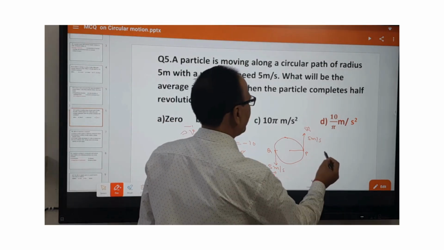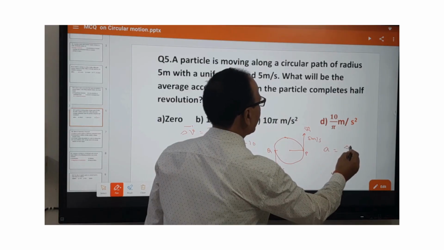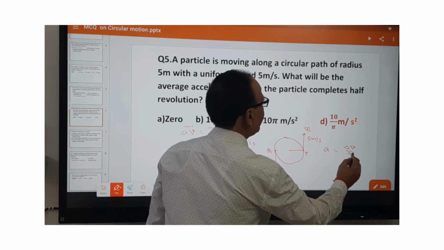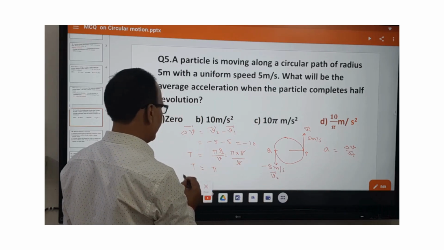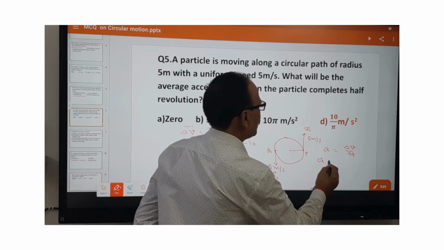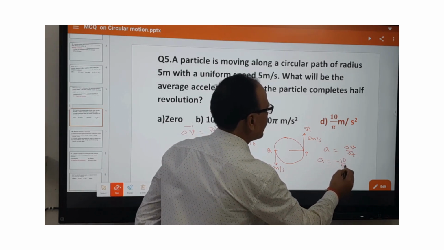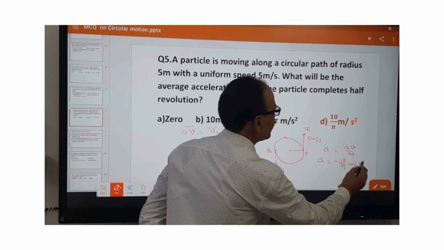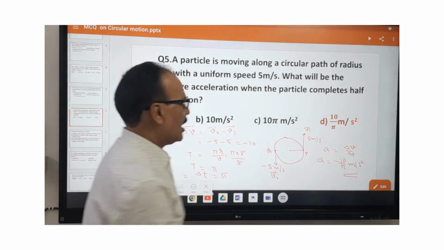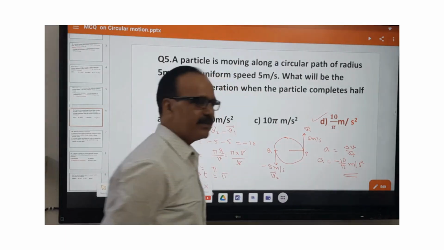Now you can easily calculate acceleration. A is equal to delta v upon delta t. So this is our delta t actually. Delta t is equal to pi. So A is equal to minus 10 upon pi meter per second square. But the minus sign is not given in any option. Therefore, our D option is correct.